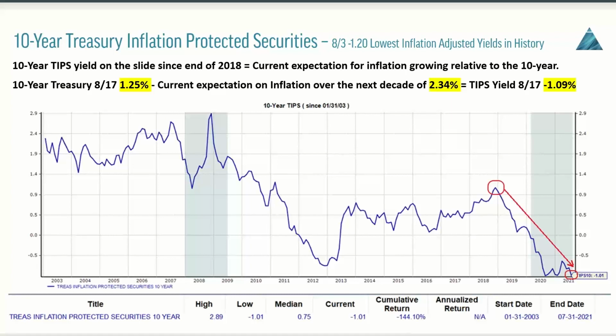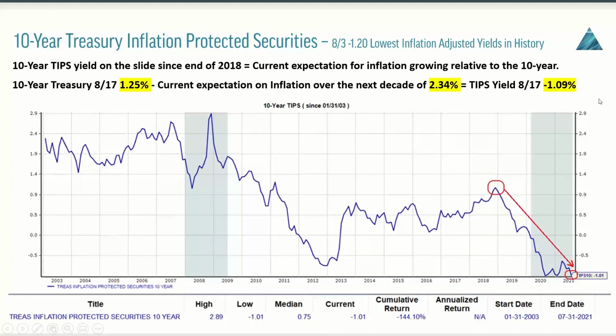And when I saw this information, I was really struggling to put it all together when I started looking at all of these other dynamics in the market. Again, the whole point of this webinar, so stay tuned. It gets really, really good here. So the 10-year Treasury on 8/17, that would be Tuesday of this week, was sitting at 1.25%.